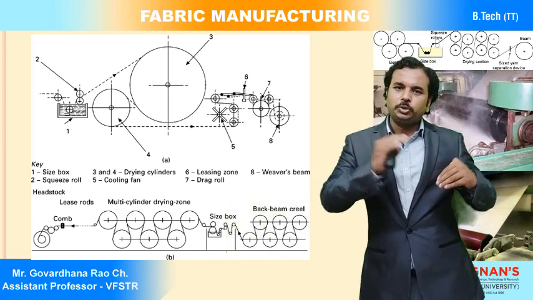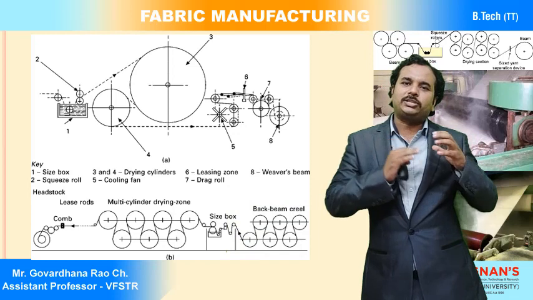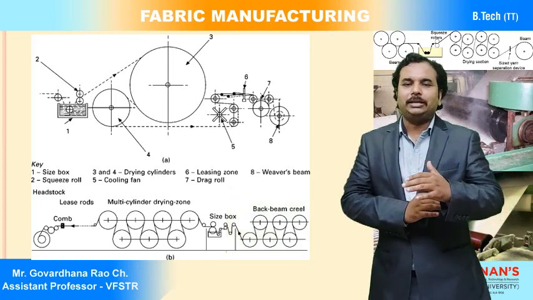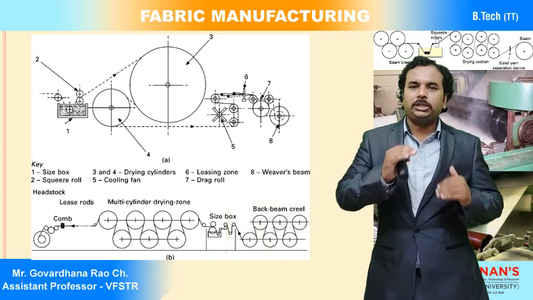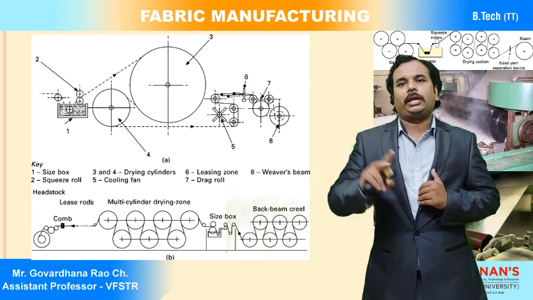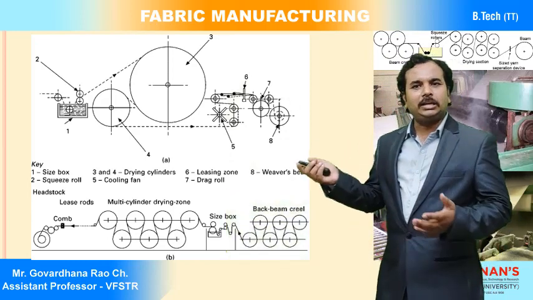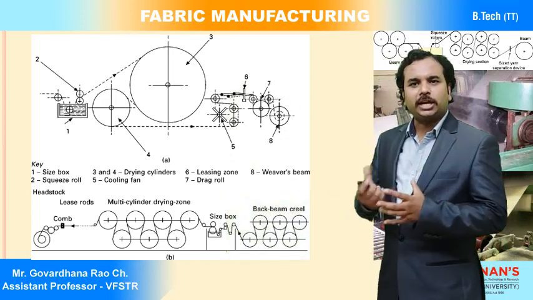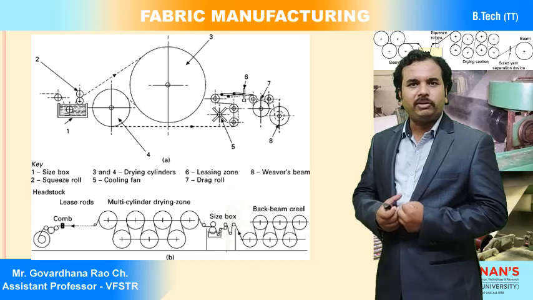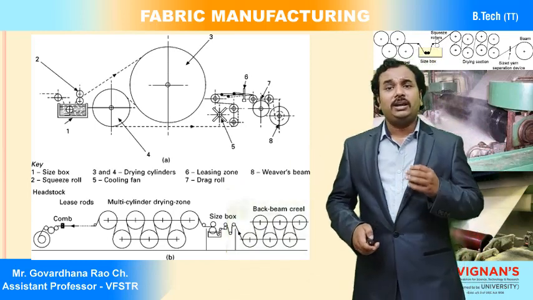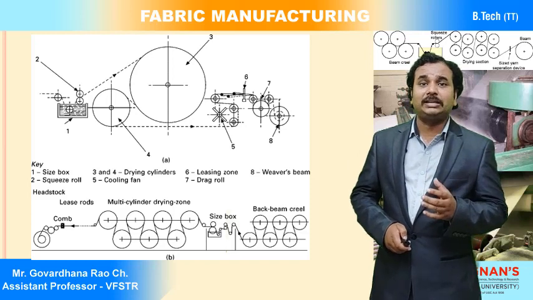So we use two cylinders because both sides of the warp sheet have to be dried. That is why we use two cylinders to dry the warp sheet. And if we have multiple cylinders, no issue. Both sides will be dried effectively. That is why I have also shown the multi cylinder sizing machine.